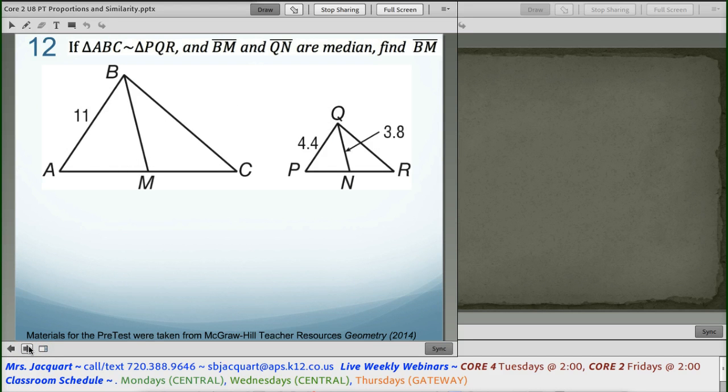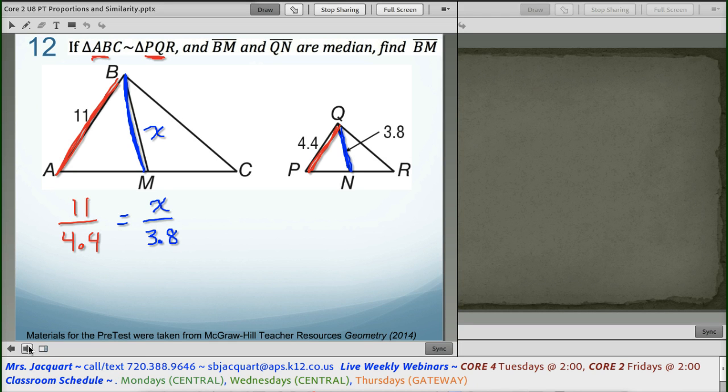Look at number 12. If ABC and PQR are similar, and BM and QN are medians, we want to find BM. So let's go find the similar parts. AB is what I know. AB is here, so I need to match it with PQ. So let's do 11 over 4.4 equals, let's do the blue, we'll call it x, equals x over 3.8.